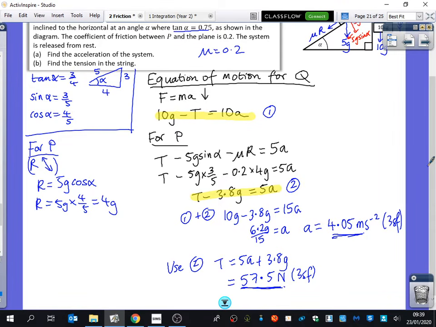If you imagine that those blocks were 3 grams and 10 grams versus 300 kilograms and 1,000 kilograms, the tension in the string is obviously going to vary according to the mass. So you may have some questions where the tension ends up with an m variable in it. That is perfectly fine. Your acceleration will not have an m variable in it because the m's will cancel.